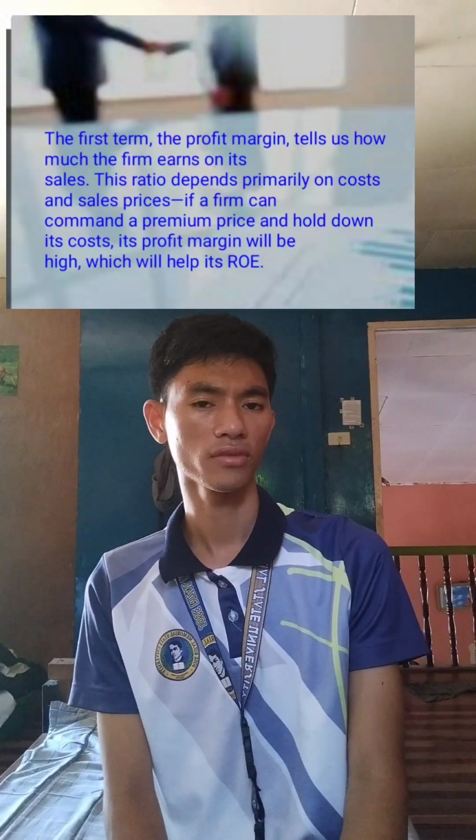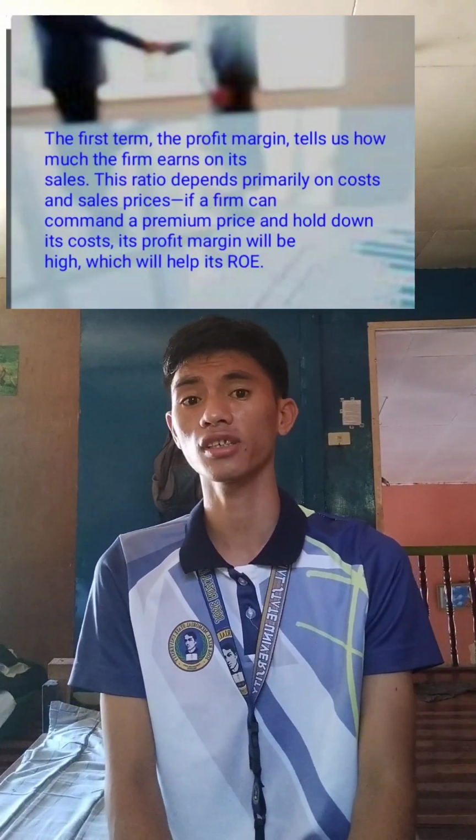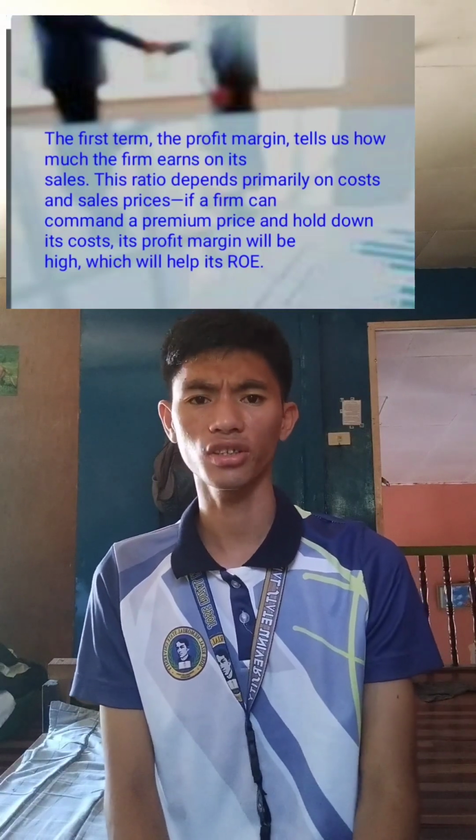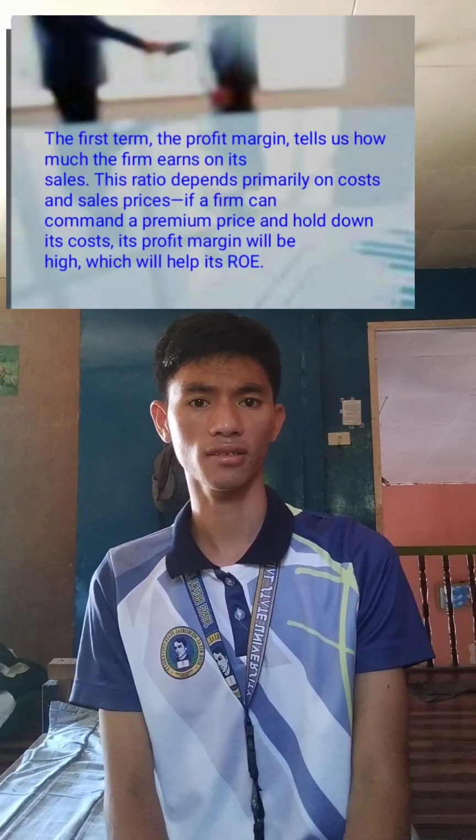Next, we have the classification of the three terms. One, we have the profit margin. When it comes to the profit margin, it tells us how much the firm earns on its sales. The ratio depends primarily on costs and sales prices.